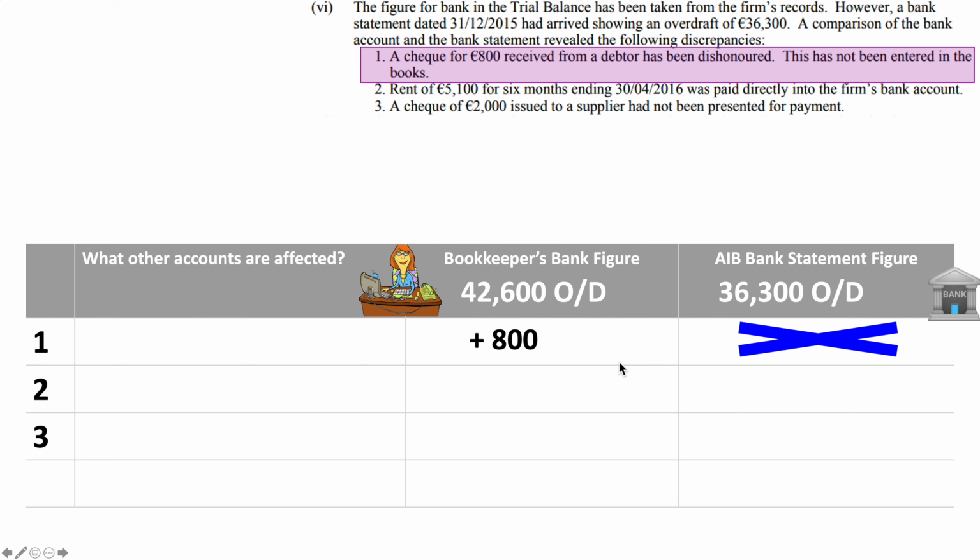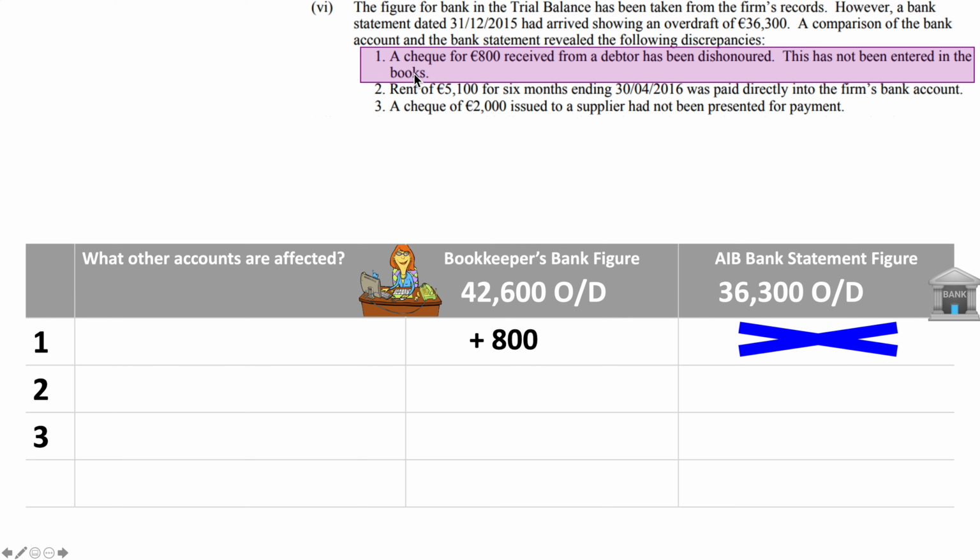So let's just think about that again. Previously, when we received the cheque from the debtor, we recorded the cheque coming into the bank account, that is debiting the bank account, but now we have to credit the bank account because the cheque was dishonoured. So if we credit the bank account, our overdraft will be increased. Now, what other accounts are affected? So it will be the debtor account.